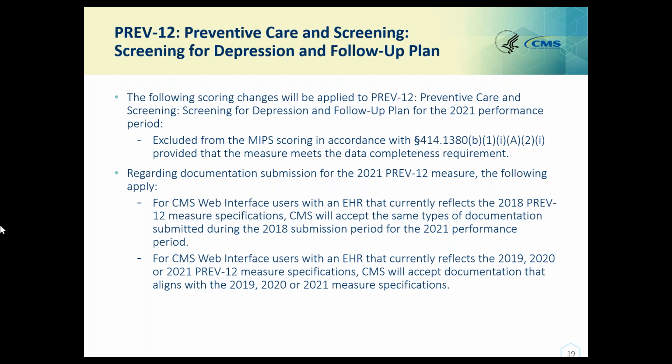Great, thank you. Our next question asks, is the HbA1c poorly controlled a suppressed measure this year like the PREV-12 measure and will not be scored for 2021? Hi, this is Jamie. This measure will be scored for 2021. That's it. Thank you.